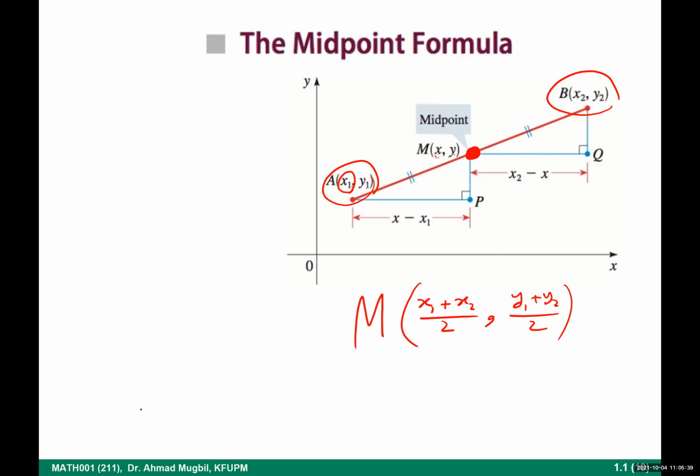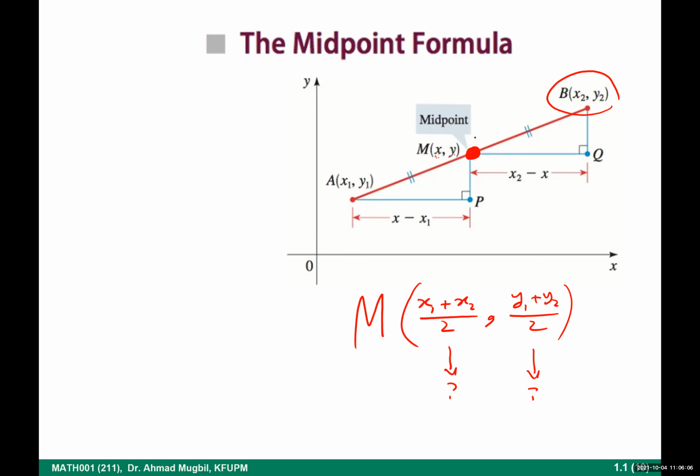Now, the question you should ask yourself is: where does it come from? Why is it like that? In fact, if you think about it, what is the midpoint? What do we mean by the midpoint? The midpoint is the point that is half the distance between these 2 points. If you draw a line between these 2 points, this point should be at the middle of that line.